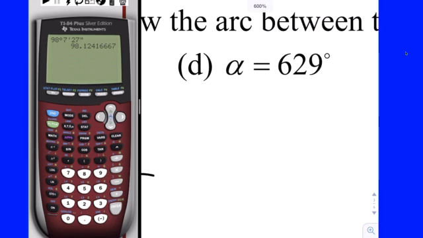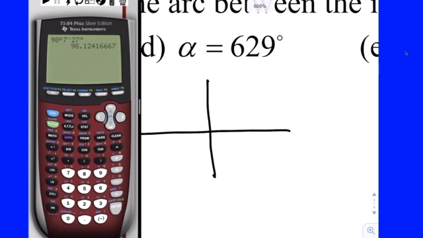All right, go ahead and do this one, 629. I'll let you do that one on your own. Might have to do some stack subtraction off to the side. Or you have your calculator, I guess.